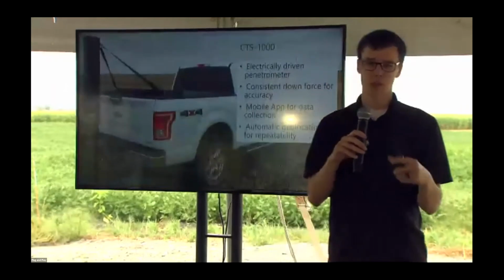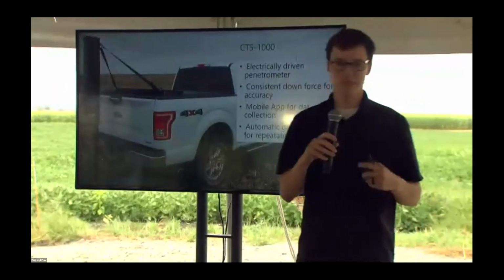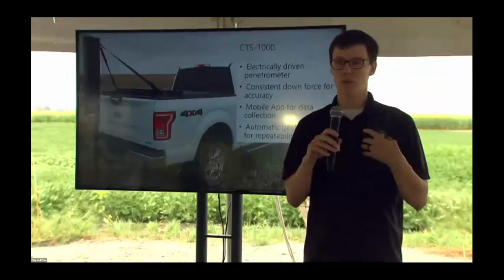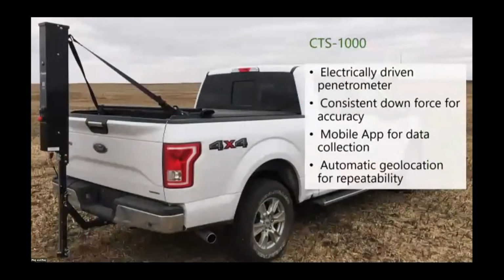That's where FarmQA comes in with our CTS 1000. The CTS 1000 is our product name, but it's essentially an electrically driven penetrometer. And what that means is it's a rod, as you can see in this picture, that cycles down to 2 feet, and we're collecting data every 1/10 of an inch.